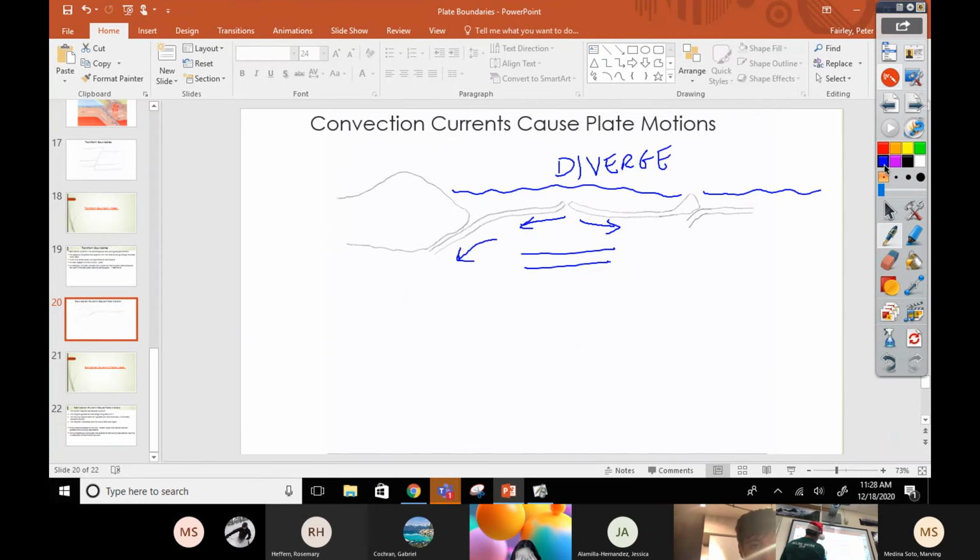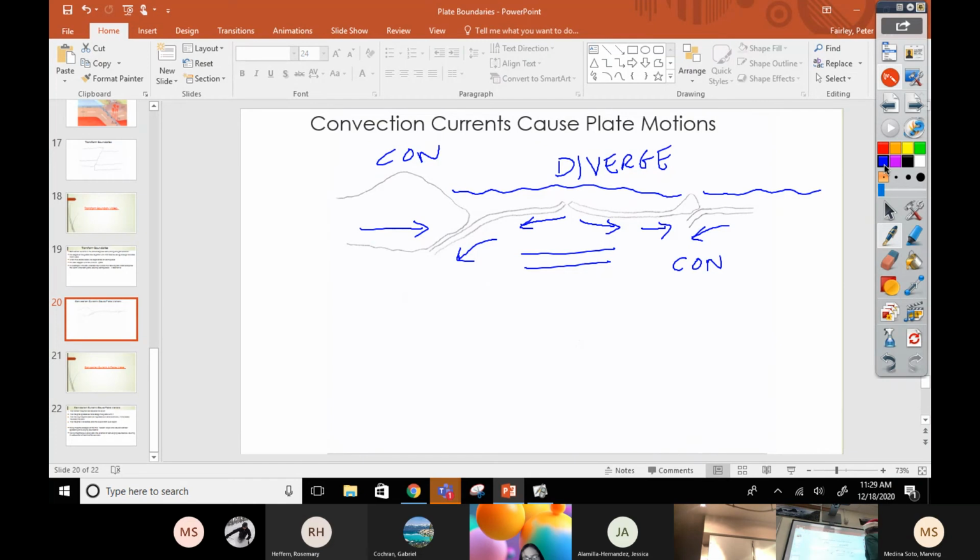And here we have one plate and another plate coming together. What do we call that boundary? Coming together is convergent. Yeah, this would be converging, huh? Now, everybody, notice that over here, we're going to have another converging boundary. But this is an ocean floor converging with another ocean floor, isn't it?